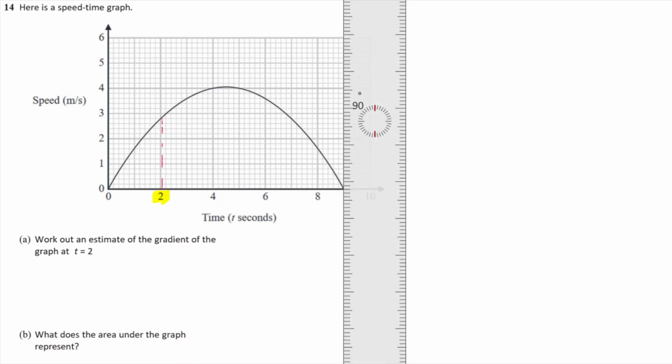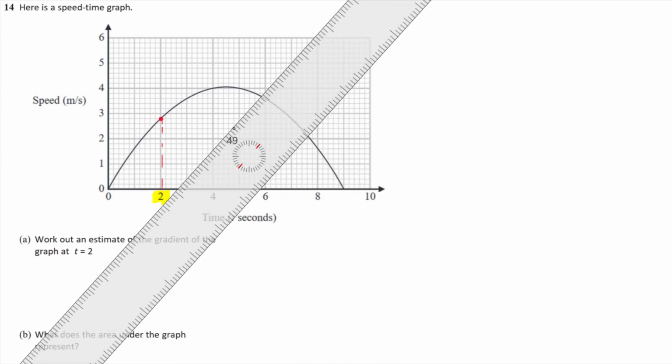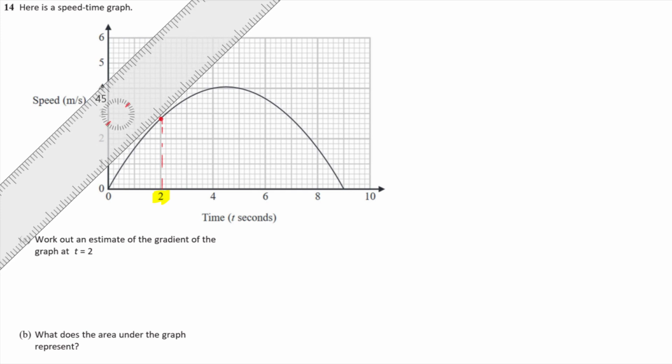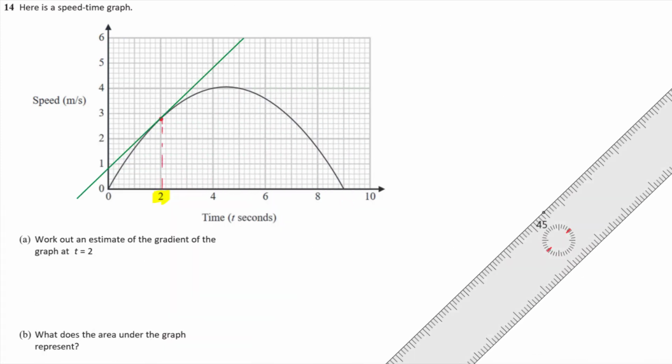Okay, so that point. Now to find the tangent, what we do is push our ruler up against it. At the point of contact, the space over here is the same as the space over there. So that seems to be about right. So I'm going to draw the tangent on now. It should just touch your curve at the point of contact and have a similar amount of space either side like that.